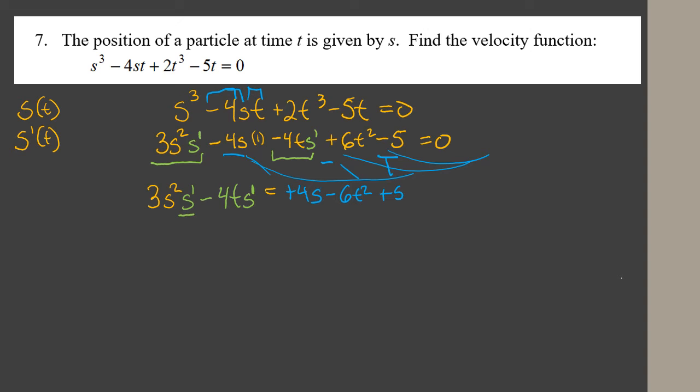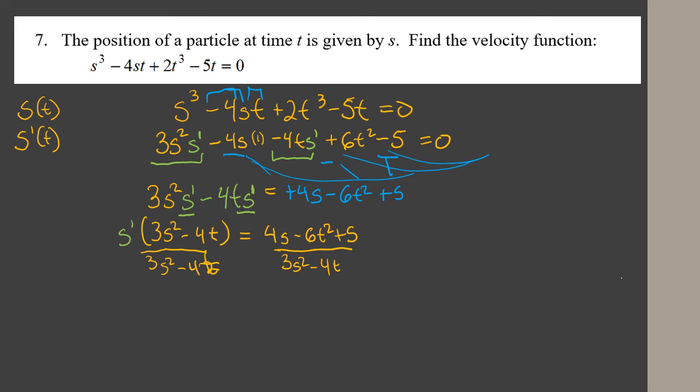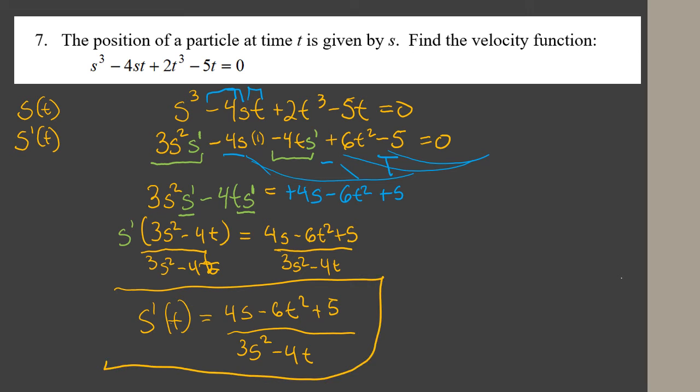On the left hand, we can factor out this s prime, and we're left with s prime times 3s squared minus 4t equaling 4s minus 6t squared plus 5. Now we're almost to solving for s prime. The last thing that we need to do is divide by the quantity 3s squared minus 4t. So our final answer is that s prime, or the velocity function, equals 4s minus 6t squared plus 5 all over 3s squared minus 4t. And that is our final answer.